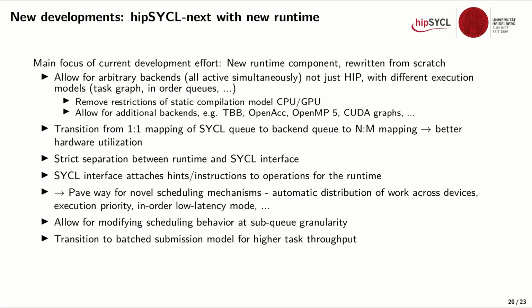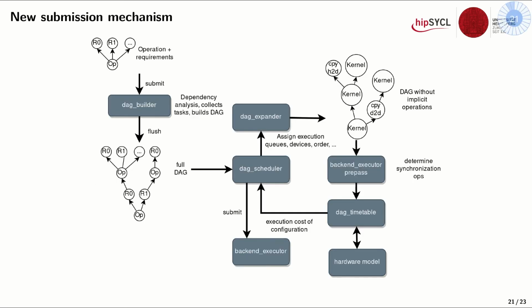Additionally, we're also transitioning the operation submission model to a batch submission model, where the signaling to the SYCL runtime that things have completed only happens once per batch of operations. So this would then help us to get higher task throughput for a large number of small operations, for example. And this new submission mechanism will work roughly something like this.